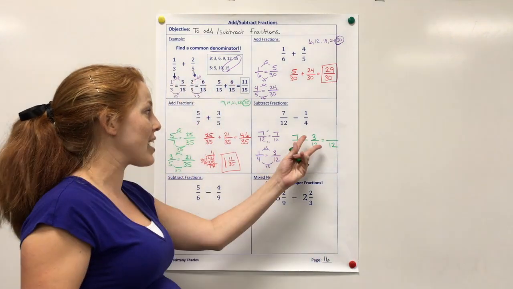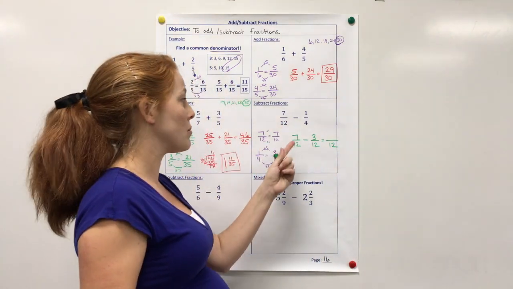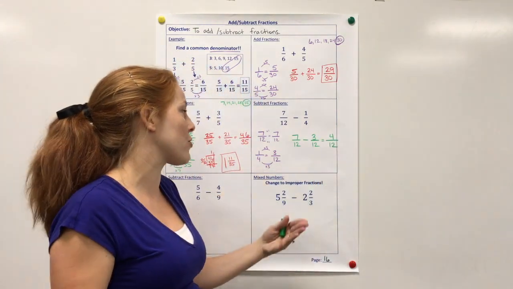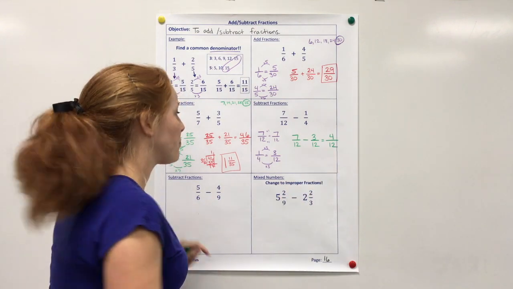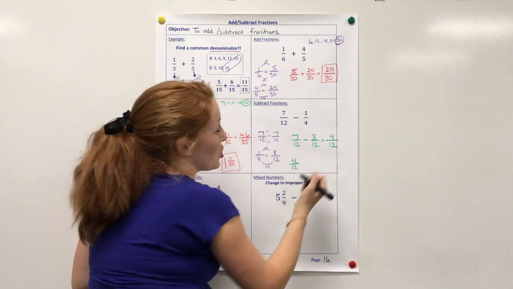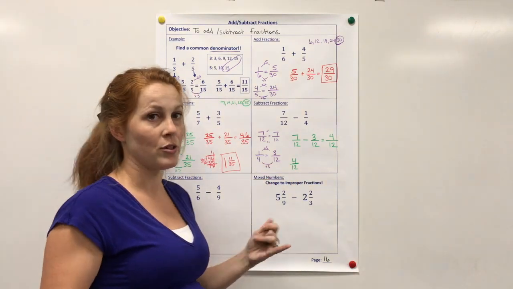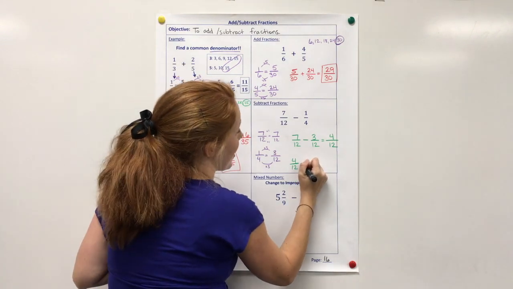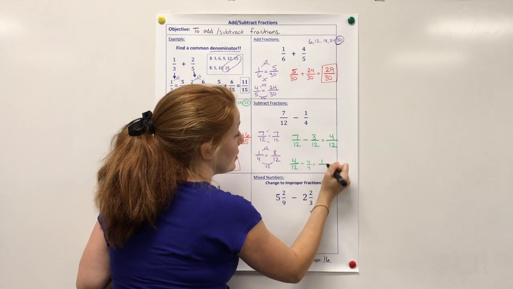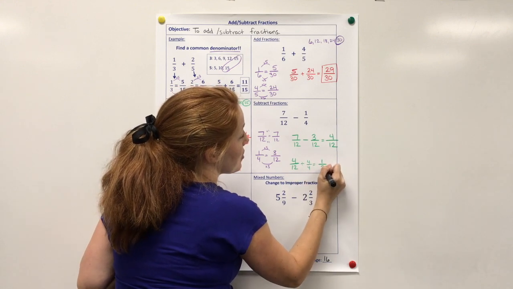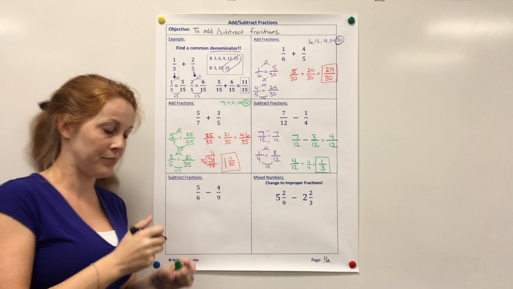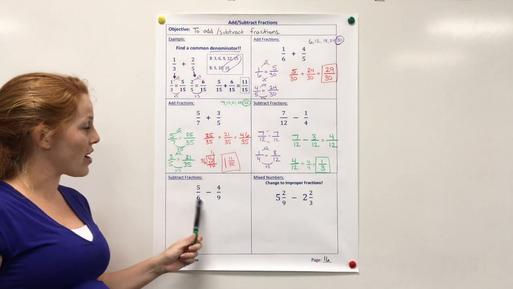And now, instead of adding the numerators like I did here, I just subtract them. 7 minus 3 is 4. Now, I want to go one step further and reduce this to simplest form. So 4 twelfths. Again, I can think about, well, what's the largest number that goes into 4 and 12? Well, 4. So divide by 4 over 4. And that would be 1, and 12 divided by 4 would be 3. So my answer in simplest form is 1/3. Okay, go ahead and try this one and see how you do.